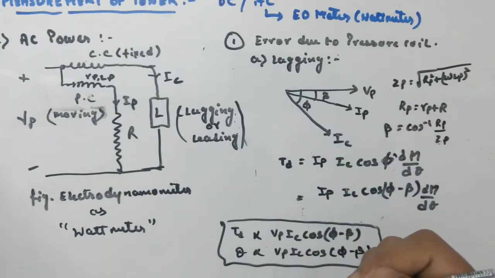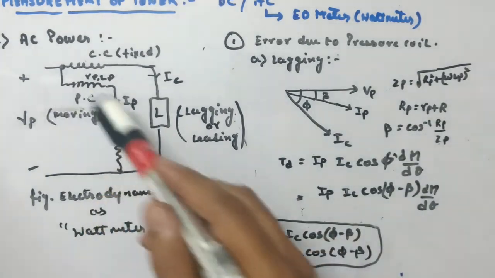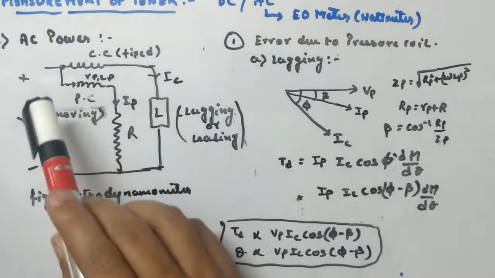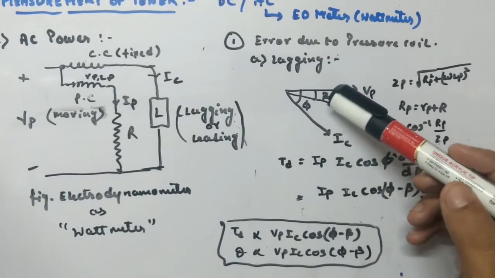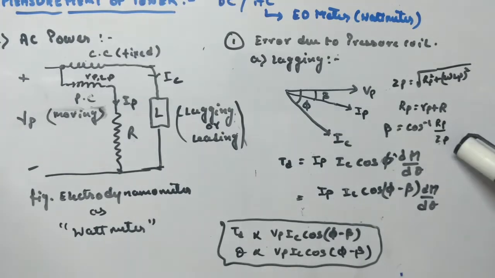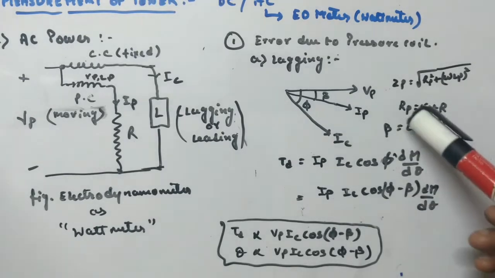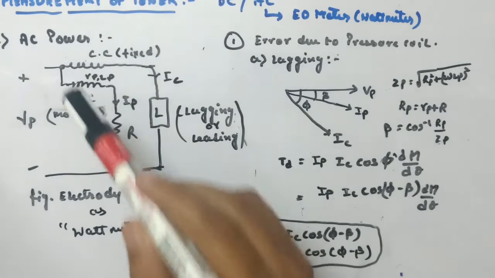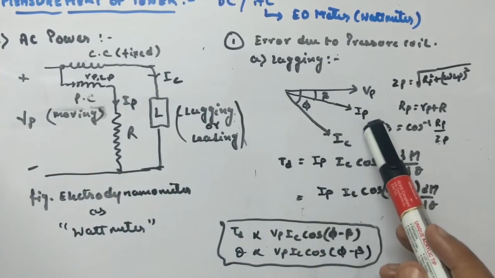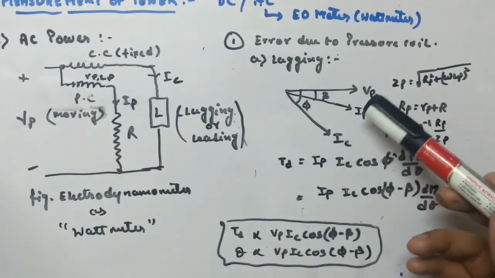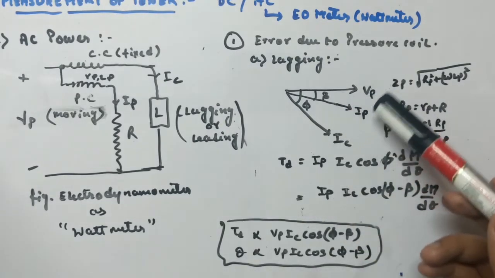Now you have IP here, which is also lagging because it's an inductive impedance, and it is lagging by the phase angle beta, where beta is cos inverse of Rp divided by Zp, where Rp is small rp plus r, and Zp is the square root of Rp square plus omega Lp whole square. So V divided by Z gives you IP, and because the angle beta is in the denominator, in the numerator it will be minus, that is why it is lagging.